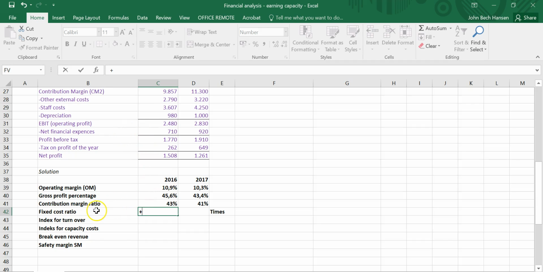So fixed cost ratio. Well, I have to take the contribution margin and divide it by all the capacity costs. Okay, the capacity cost. I'm not taking tax and financial costs. I'm just calculating down to earnings before interest and tax, or the operating profit, because it's the operation of the company that we are measuring.